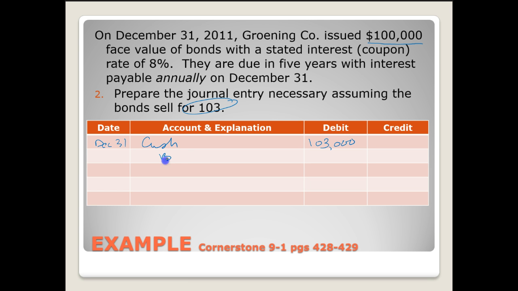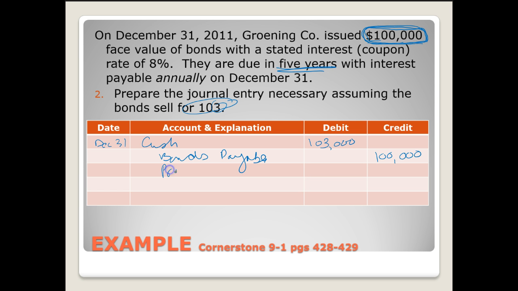That means that they would have 2 credit entries. Remember, on the maturity date, 5 years from now, Groening Company will owe its bondholders $100,000, not $103,000, even though they got $103,000 when they sold them. They only owe the face value at maturity. So they only are entering into a liability of $100,000. But how do they account for that extra $3,000?